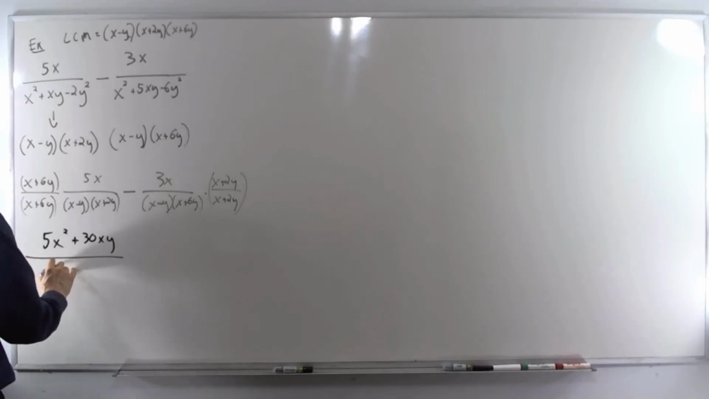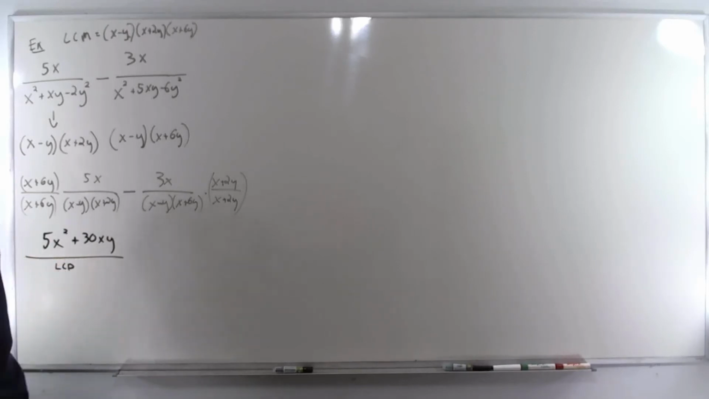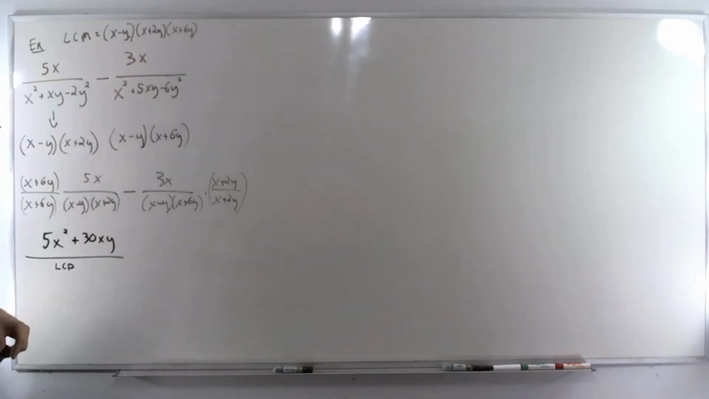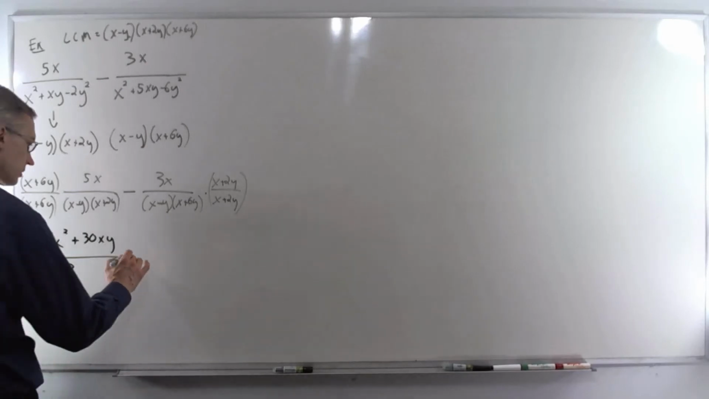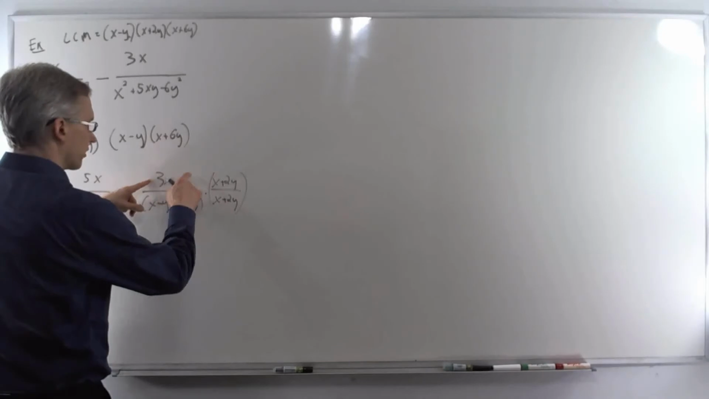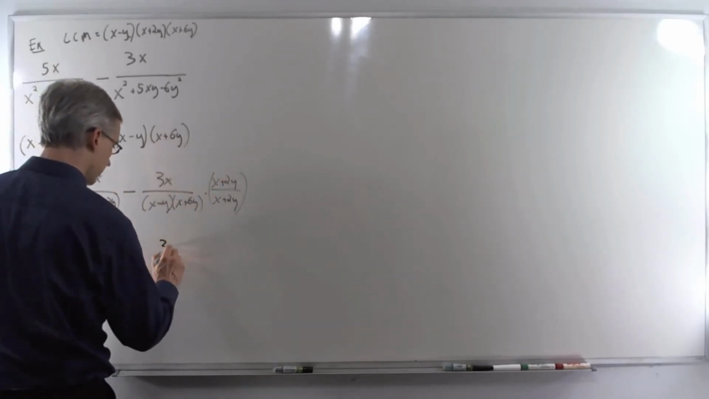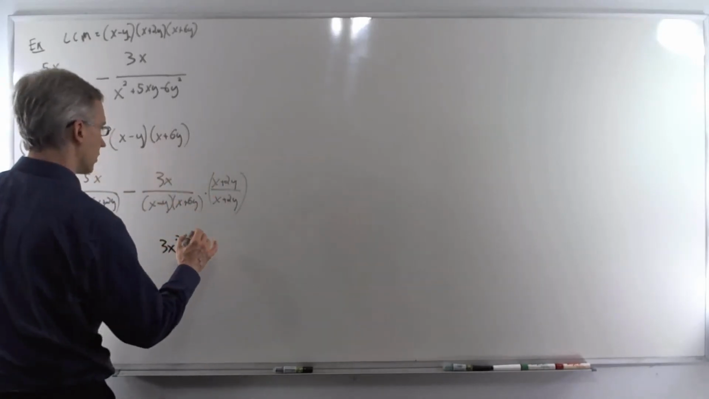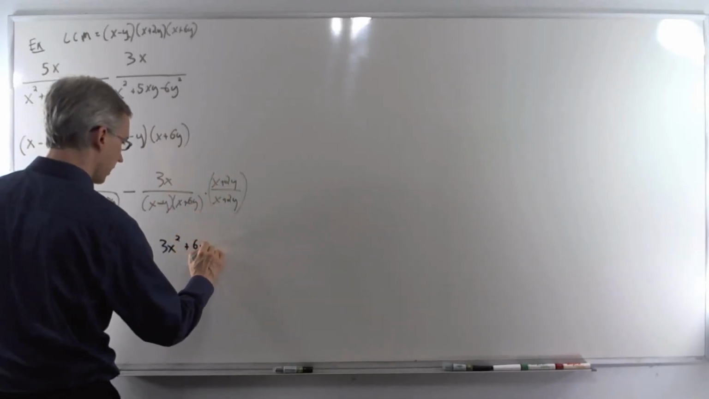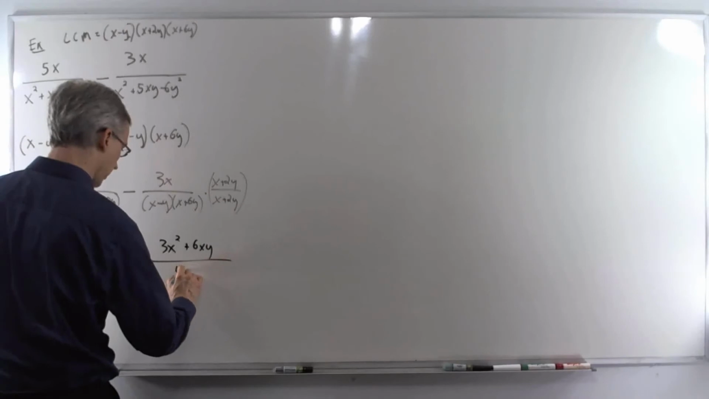And we use a little shorthand here. We know what the LCD is, as long as we, well, LCM, whatever. As long as you show what it is, you can use a little shorthand there. Prevents you from having to write the same thing over and over again. Okay, 3x times x is 3x squared. And then 3x times 2y is 6xy, all over our LCD.